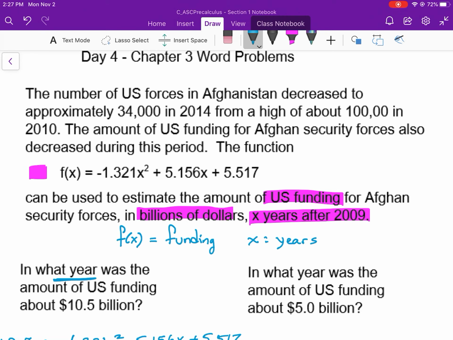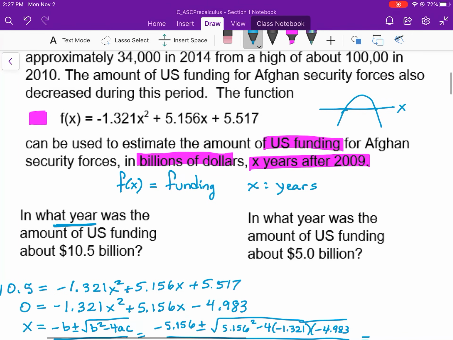So notice this is a quadratic, right? So you're thinking in your head that it opens upside down. It's going to cross the x-axis twice. I don't know where, but I'm hoping it's going to cross twice. And so you're looking for those places where it crosses the x-axis. All right, so here the funding is $10.5 billion.